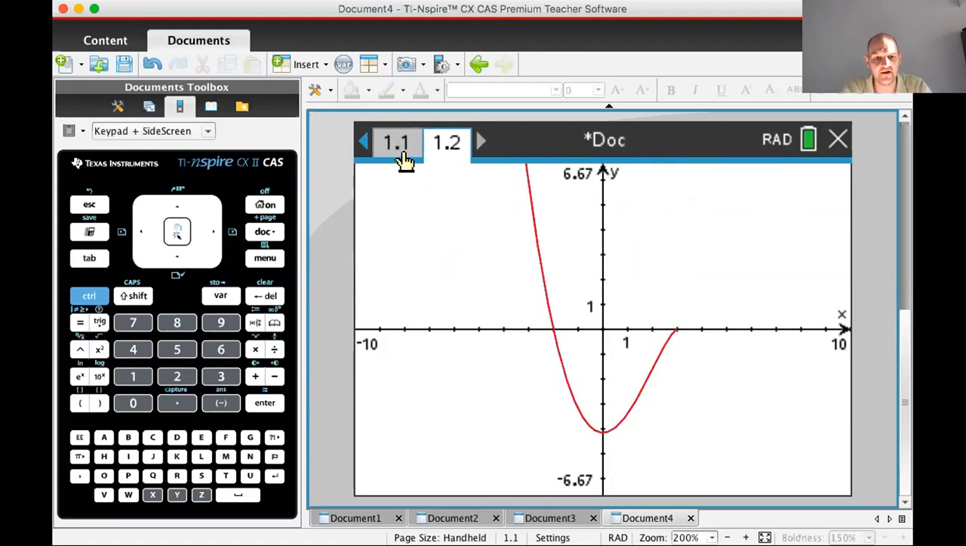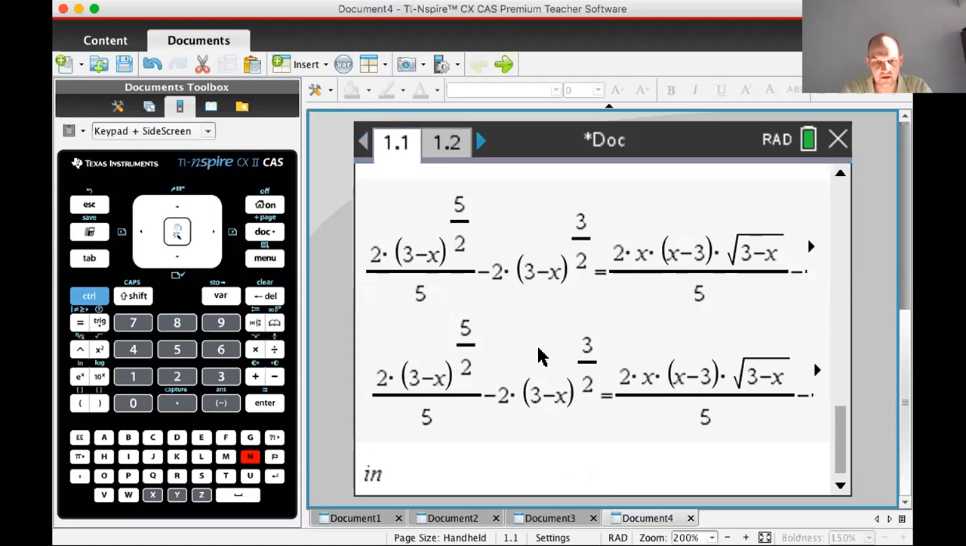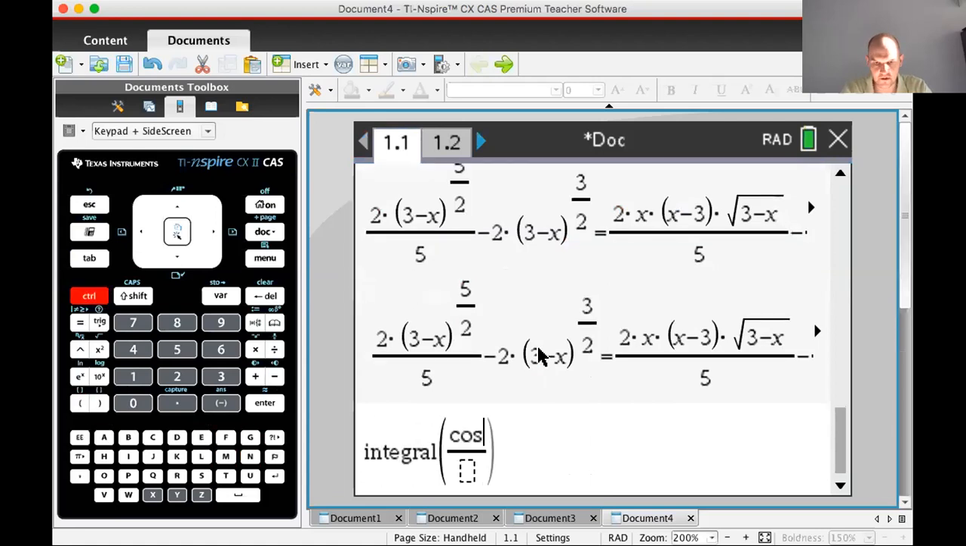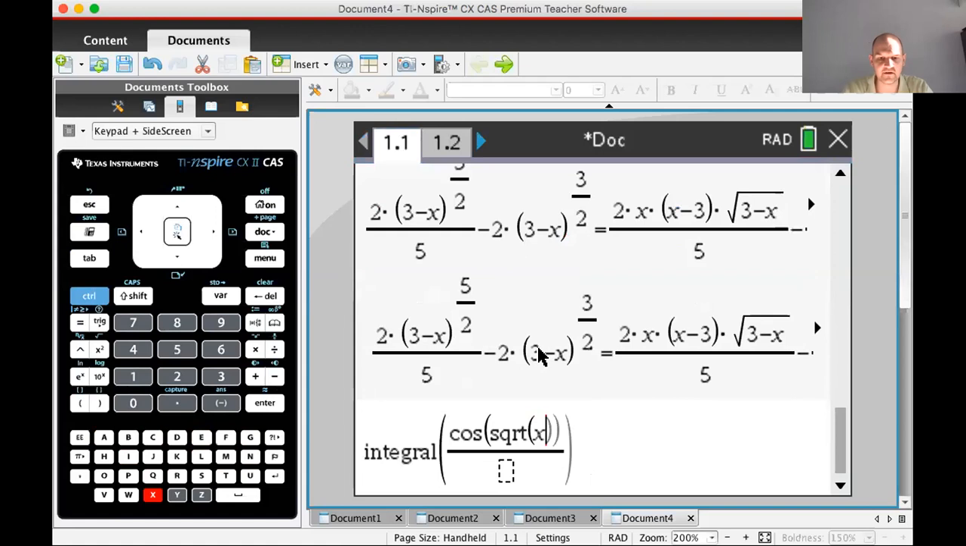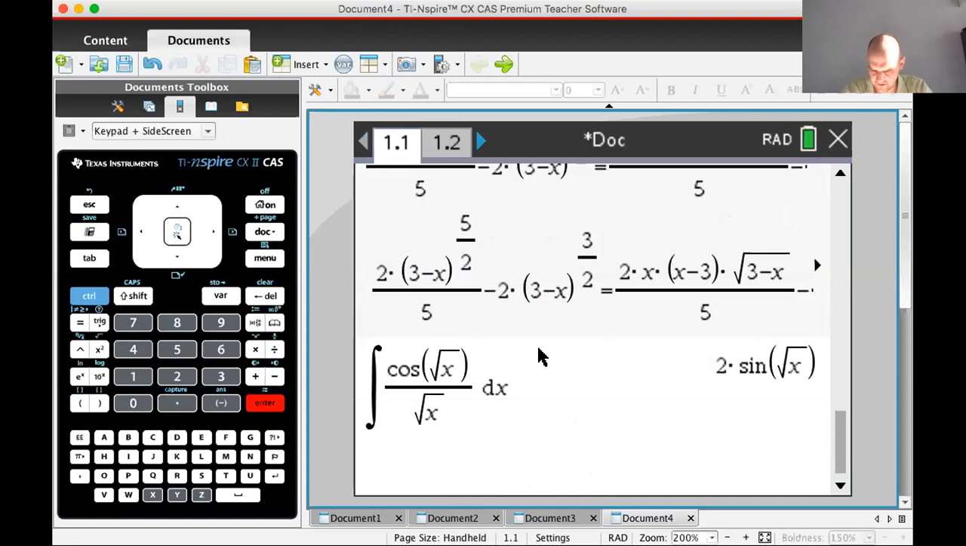So back to the calculator page. Integral of cosine square root of x over square root of x. This has all kinds of domain issues. 2 sine of square root of x. Good job, us.